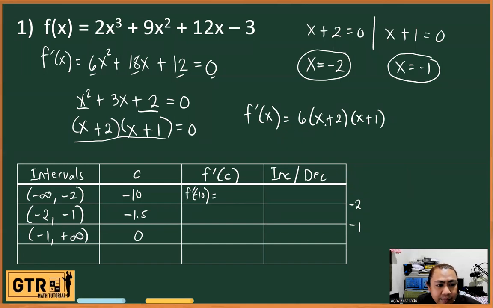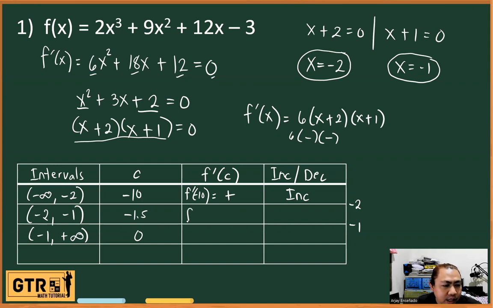So let's substitute negative 10. We have 6 times negative 10 plus 2, which is negative 8, and we are only interested in the sign, so the answer is negative. 6 is positive. Then negative 10 plus 1 is still negative. Multiplying negative times negative gives positive. So the function is increasing in the interval negative infinity to negative 2.